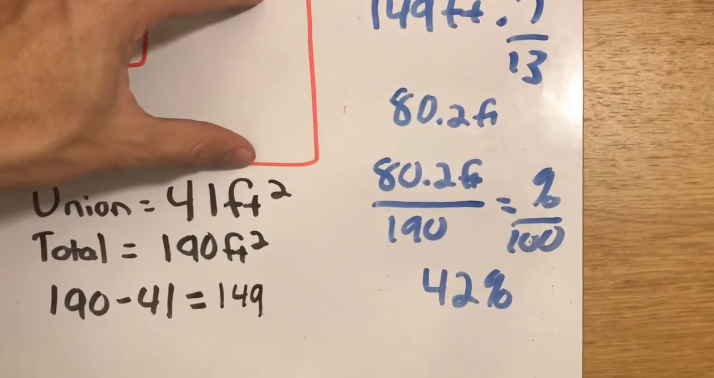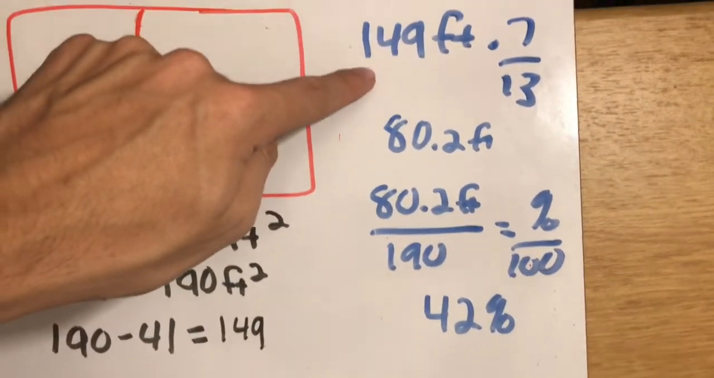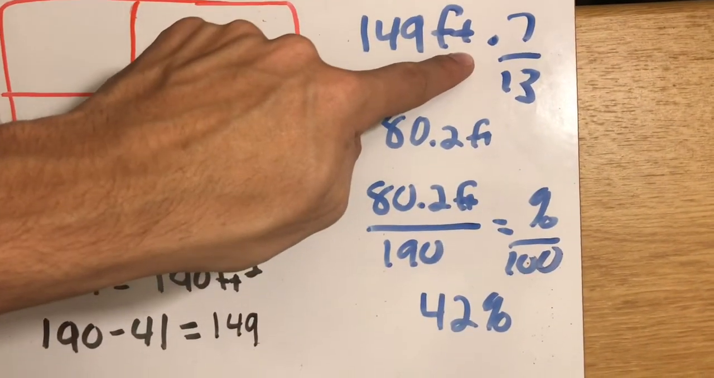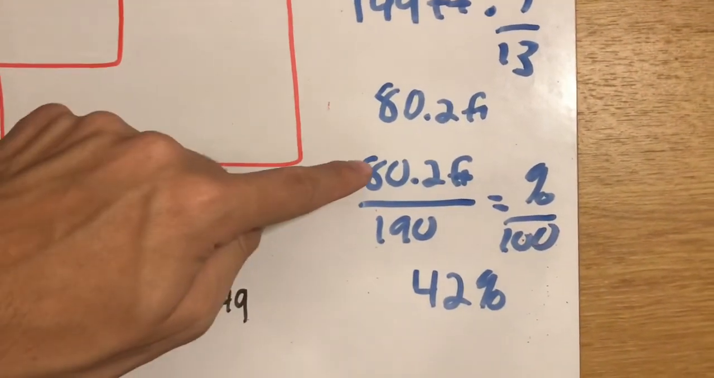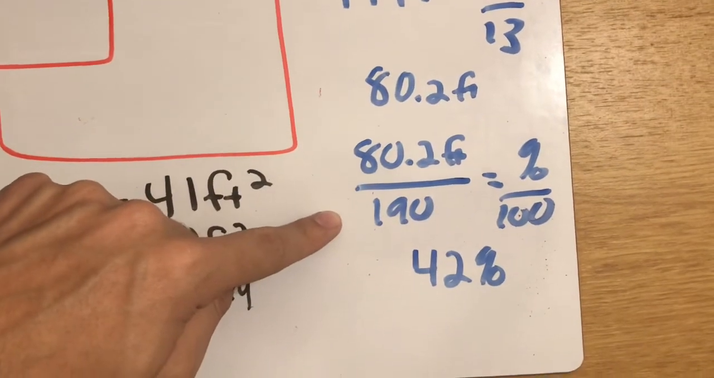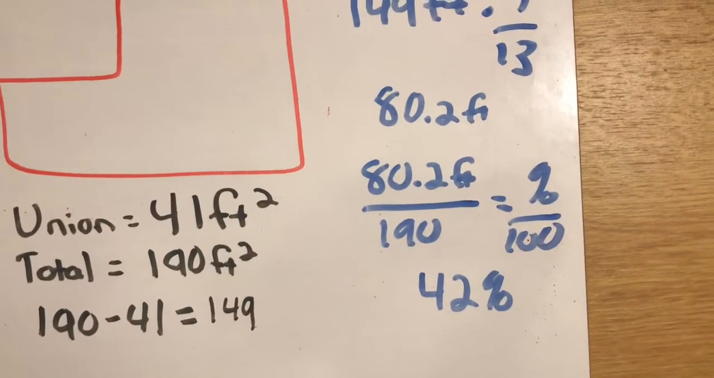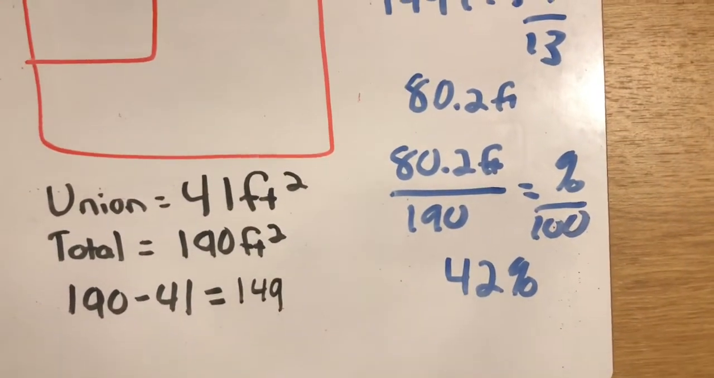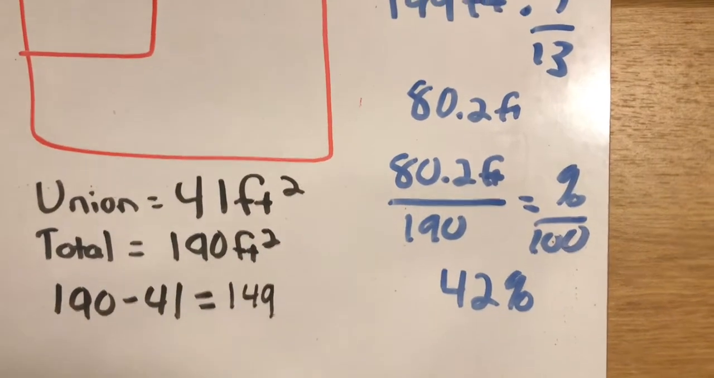We also know that 7 of the 13 stripes are red. So if we do 149 feet times 7 and divide by 13, we're at 80.2 feet. So we know that 80.2 feet out of the total of 190 is some percentage out of 100. So I cross multiply and do 80.2 times 100 and divide by 190 to get about 42%. How'd that compare to your estimate?